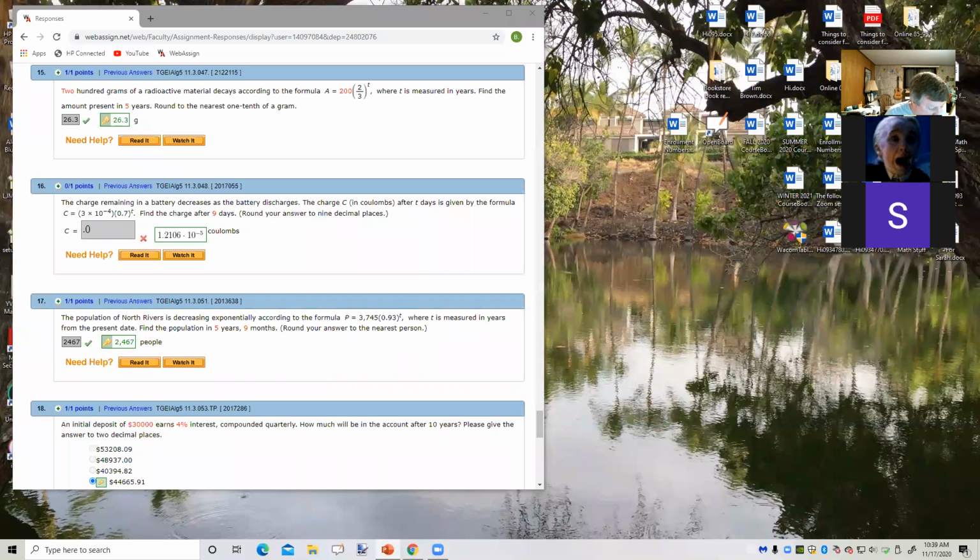So we're still in section 11.3, and this is number 16. It says the charge remaining in a battery decreases as the battery discharges. The charge C in coulombs, boy, I've never heard of that, after t days is given by the formula C equals 3 times 10 to the negative 4th power times 0.7 to the t power. Find the charge after 9 days. Okay, so t is the number of days. So we want to put 9 in the place of t.